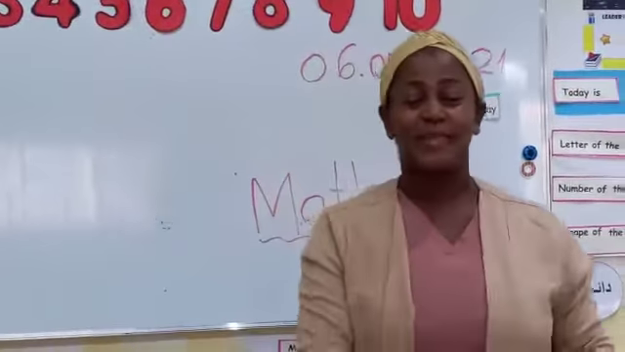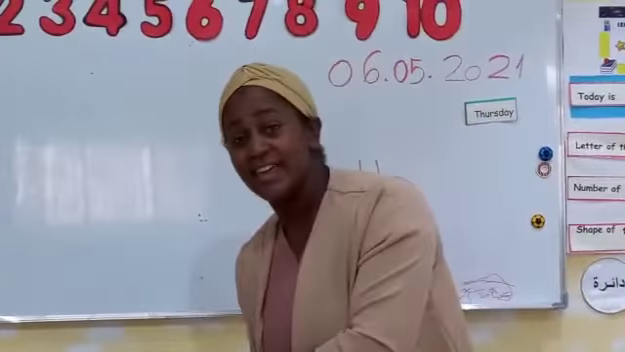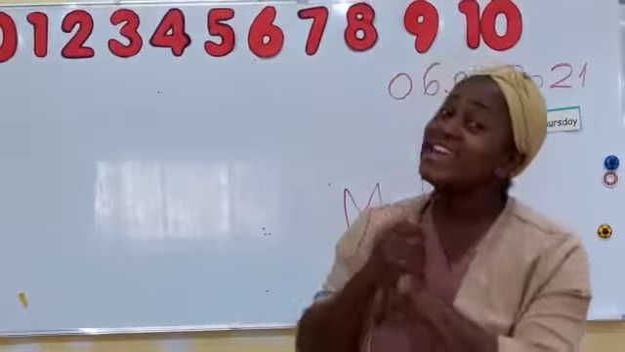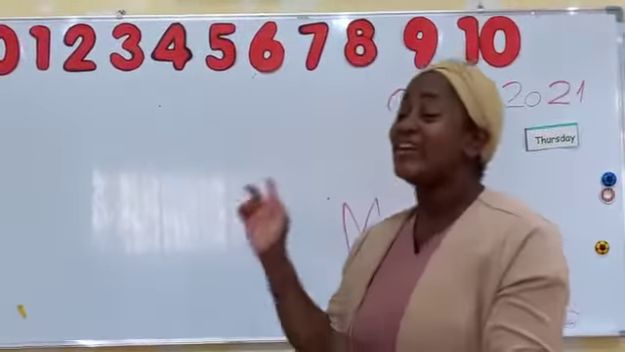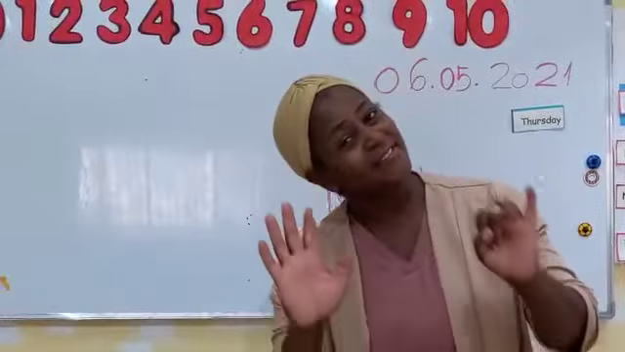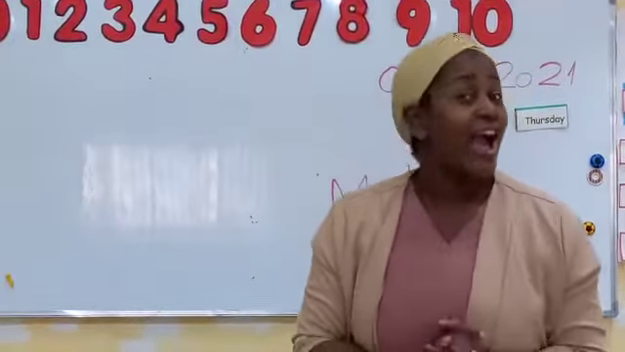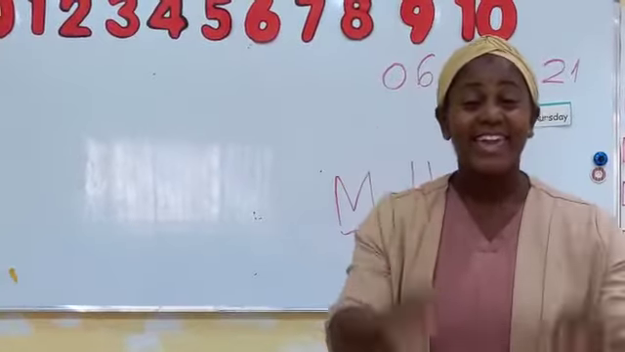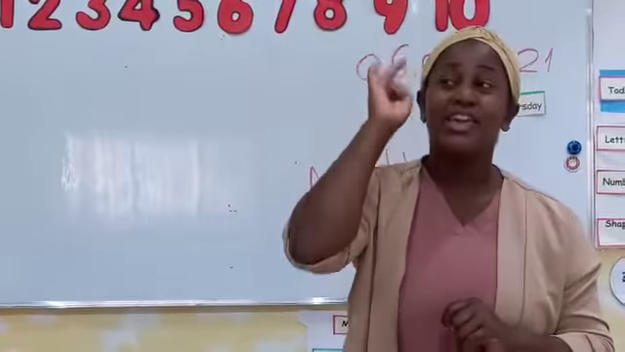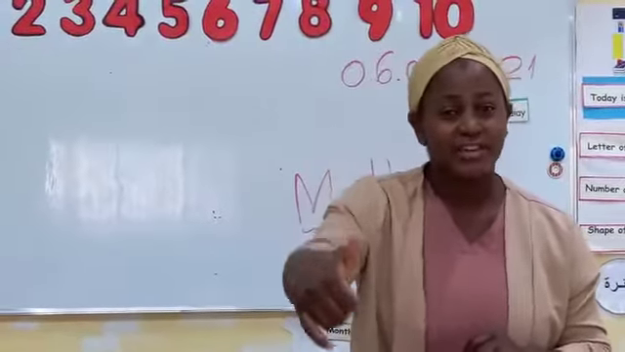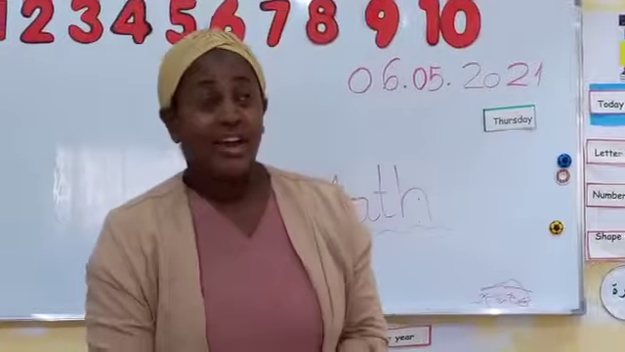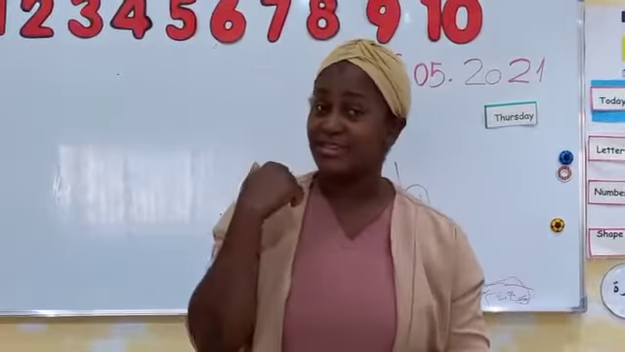Now the days of the week. Let's sing the days of the week. Sunday, Monday, Tuesday, Wednesday, Thursday, Friday, Saturday. There are 7 days in the week. How many days of the week? 7. Again, 7. Let's count. 1. Sunday, Monday, Tuesday, Wednesday, Thursday, Friday, Saturday. Bravo! Good.